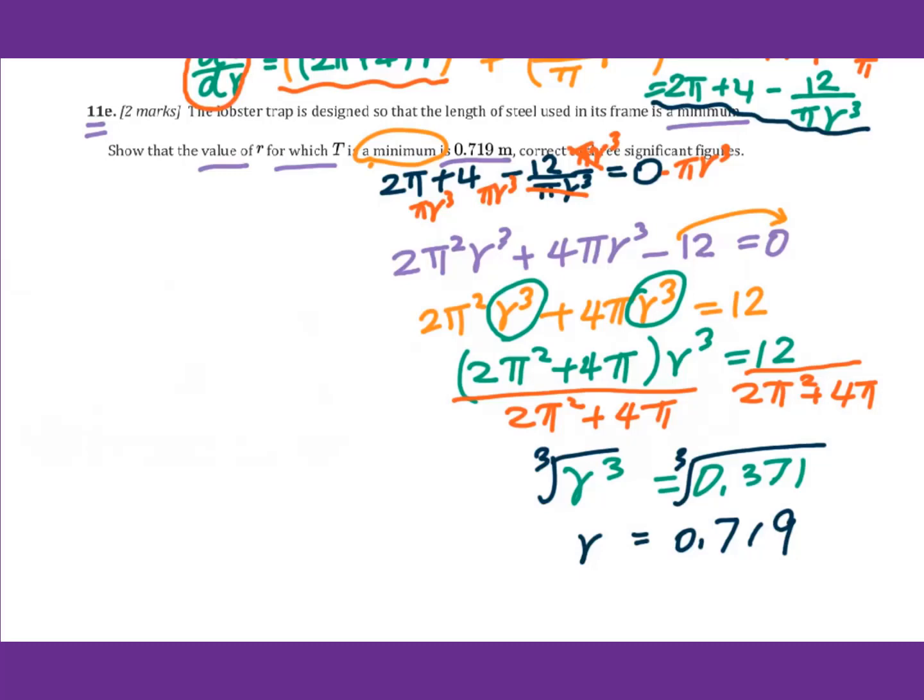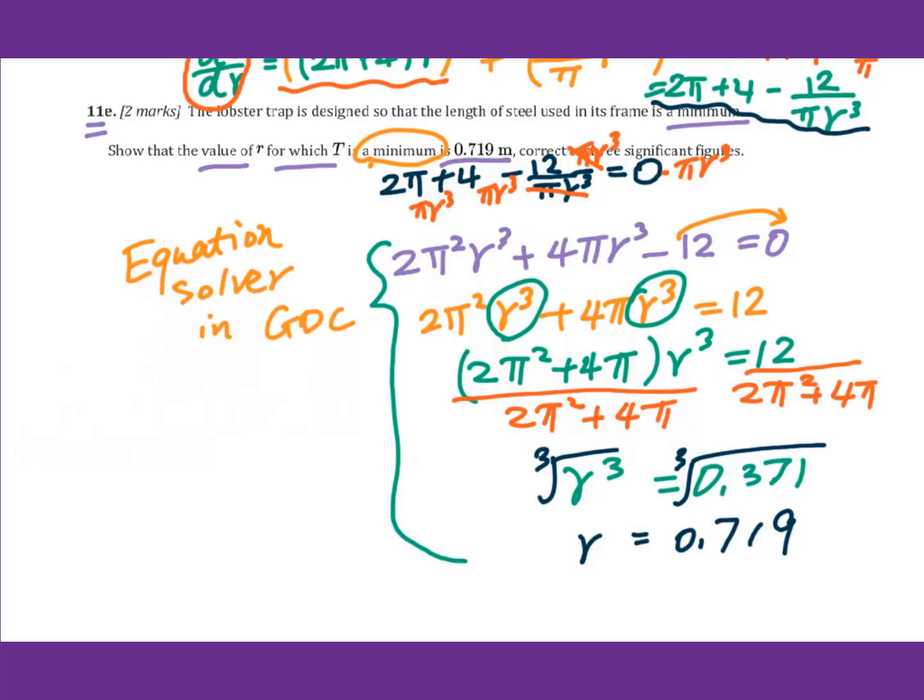For the exam, you don't have to show the work like this. You just work through the equation solver on the graphing calculator. So you will write down that you used the equation solver in the GDC, that's a graphing calculator. We got r equals 0.719.